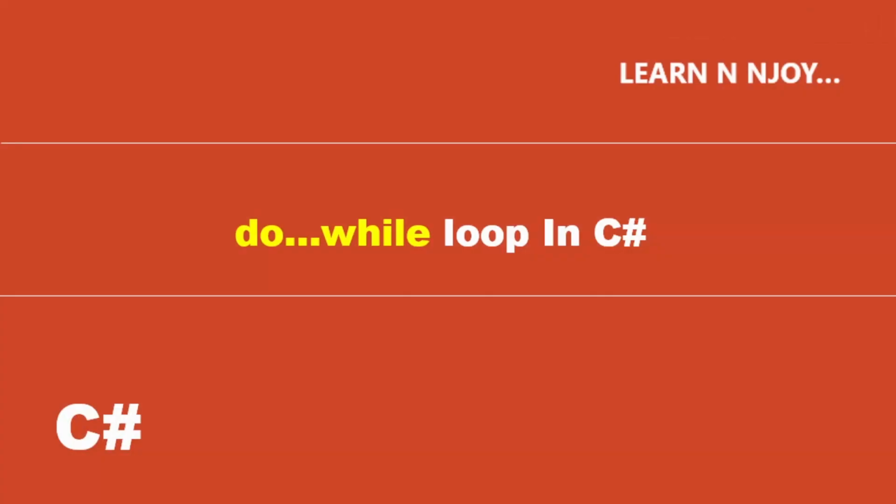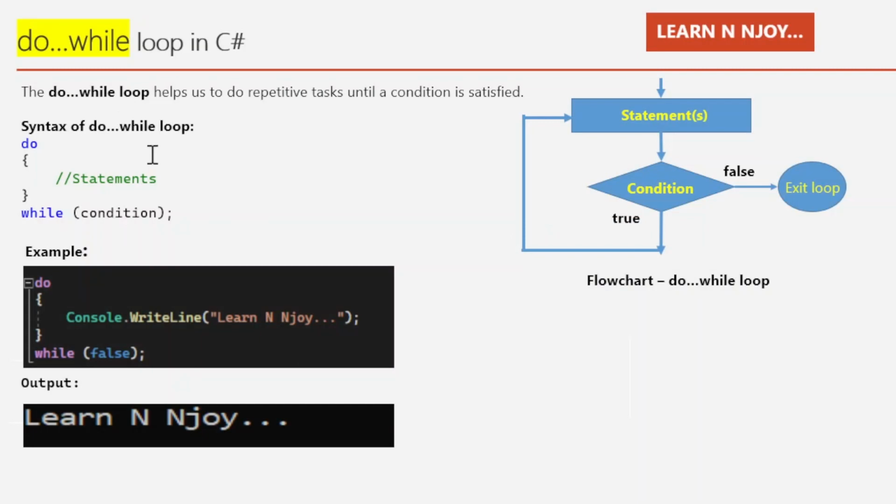Do while loop in C#. So what is a do while loop? The do while helps us to do repetitive tasks until a condition is satisfied. But it executes the statement written inside the loop once, and then the condition is checked. And based on the condition, it will be decided whether control needs to enter the loop or not.